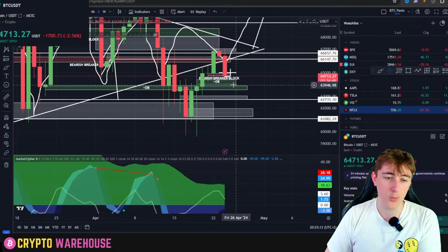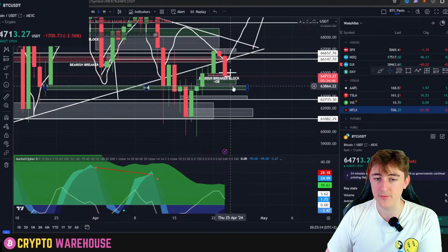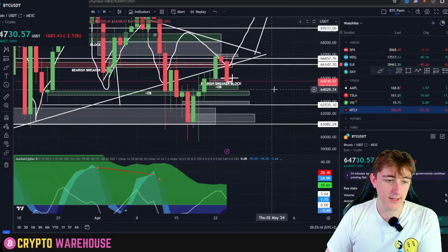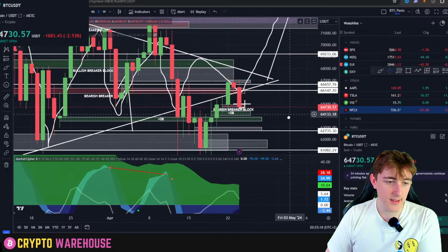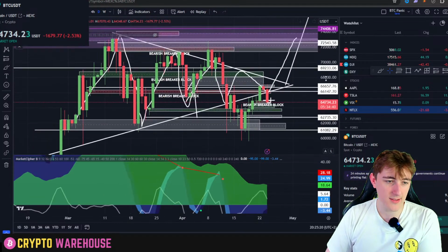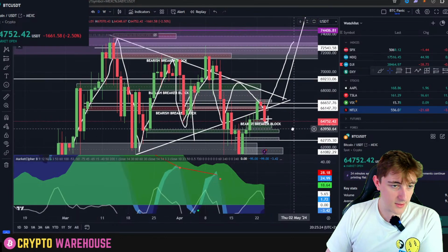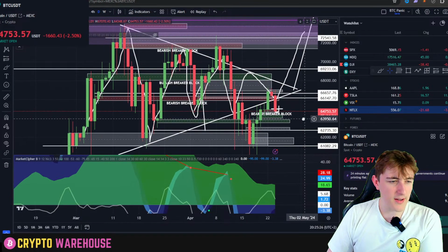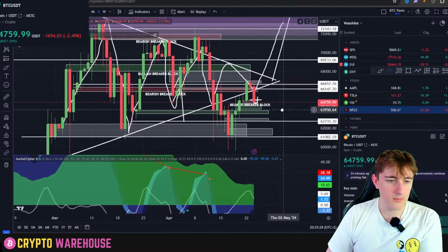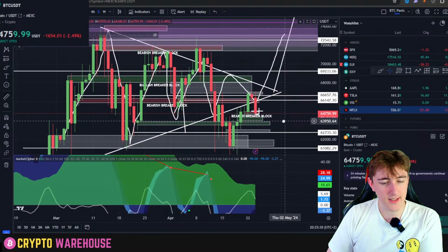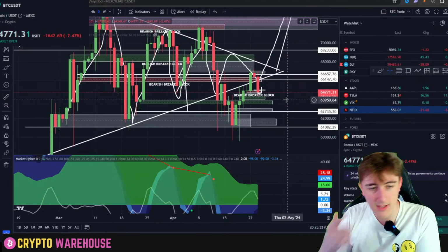Maybe breaking below one of these order blocks towards maybe 63.8k as support instead. In terms of chart patterns, do I see anything like a chart pattern? I don't think so, unless I'm blind. I don't think there's any patterns per se. I don't really see anything.